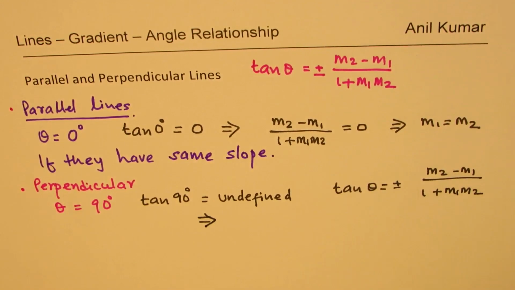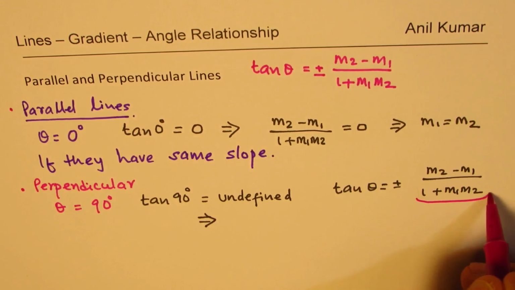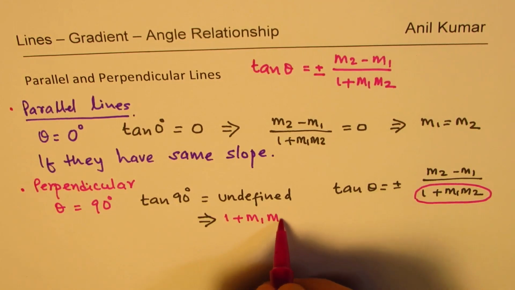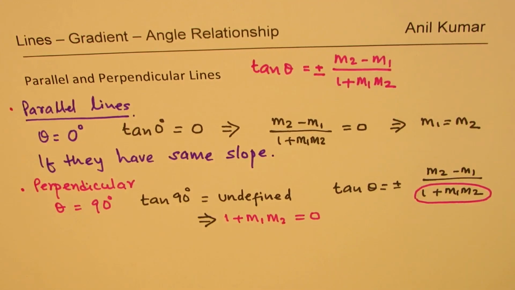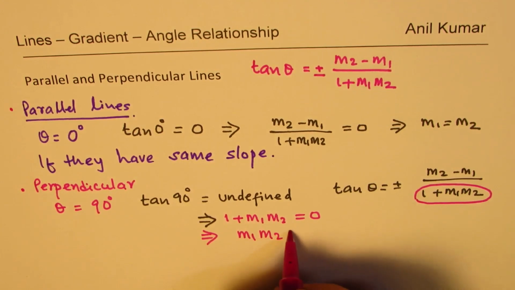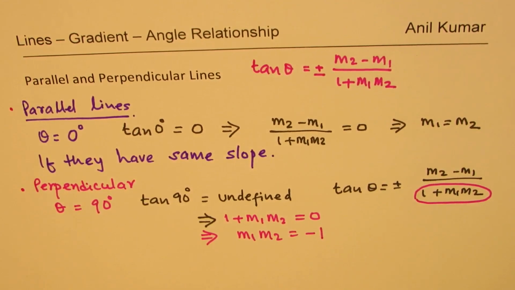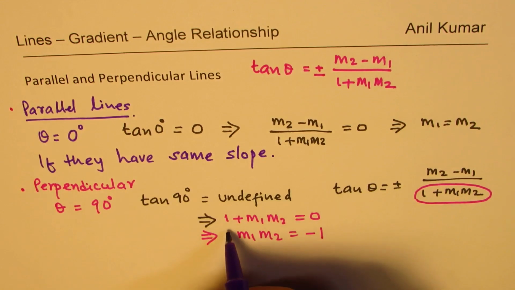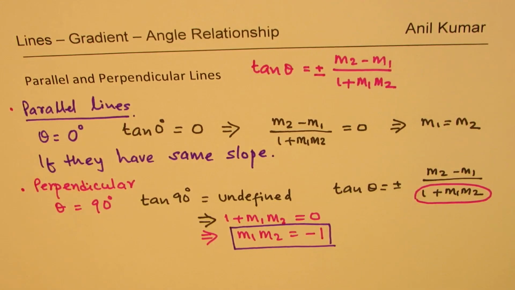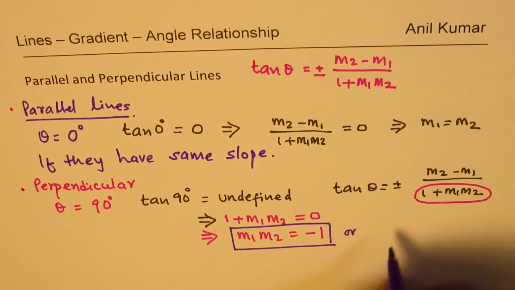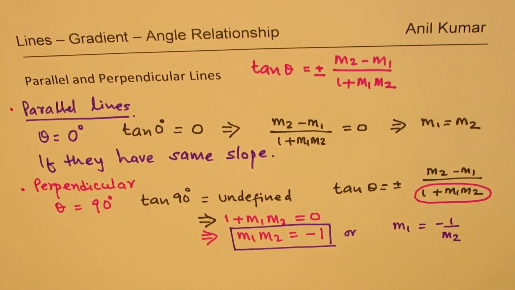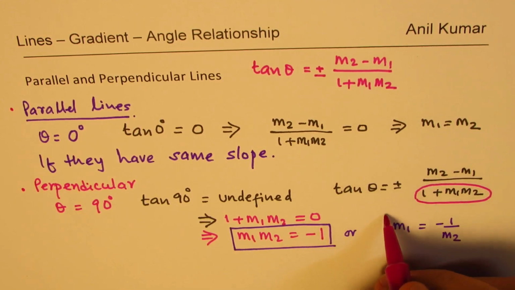This implies that the denominator here should be 0. That means 1 plus m1 m2 should be equal to 0, or the product m1 times m2 is minus 1. So that is the condition, correct? The product of the slopes of the two lines should be minus 1. Or you could write m1 equals negative 1 over m2, or they are negative reciprocals. Is that clear?